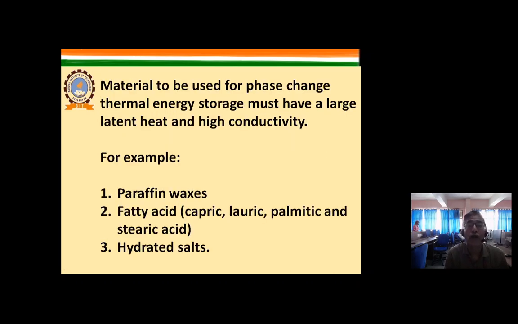Material to be used for phase change thermal energy storage must have a large latent heat and high conductivity. For example, paraffin waxes, which are known as moam, and fatty acids, including capric acid, lauric acid, palmitic acid and stearic acid. And the third one is hydrated salt.